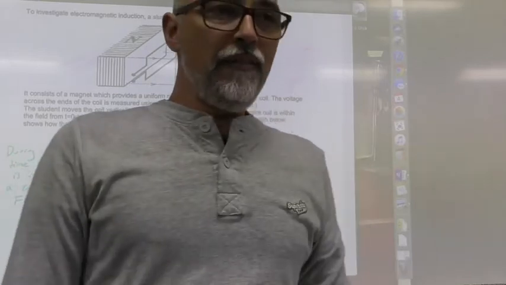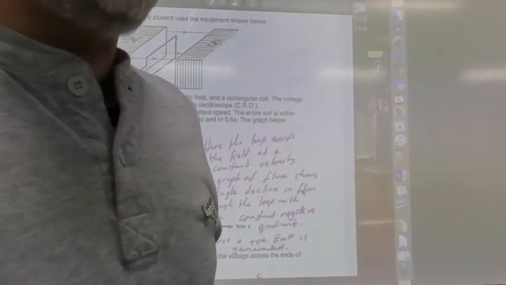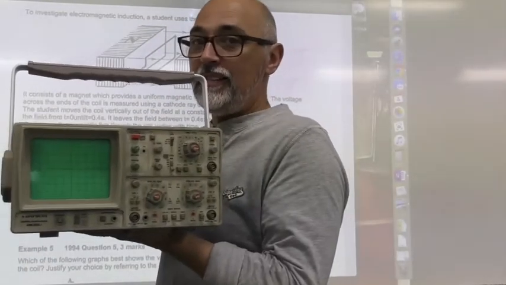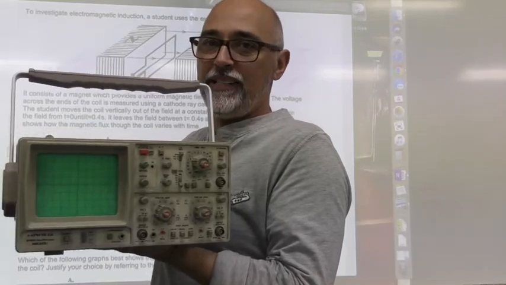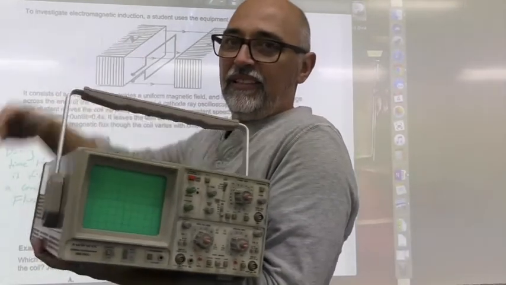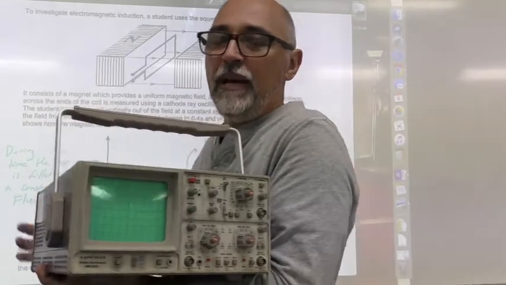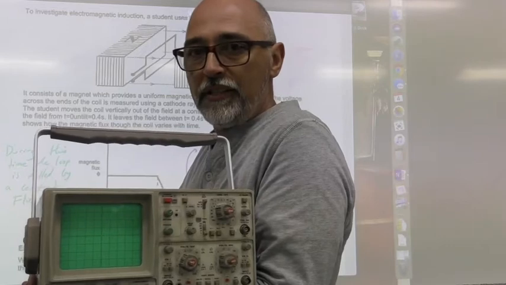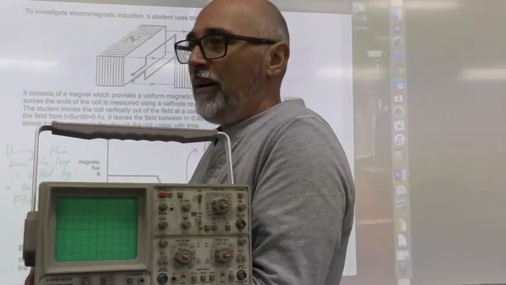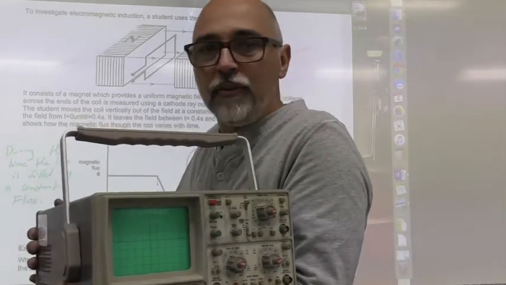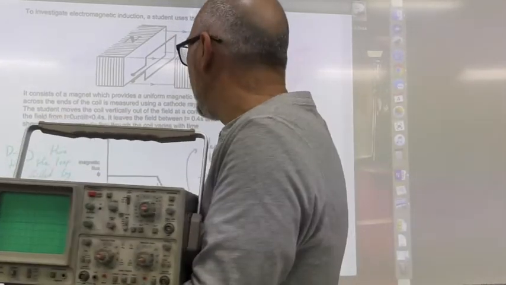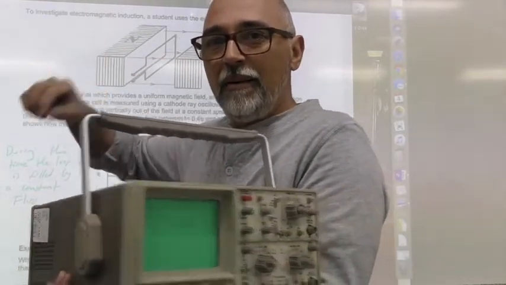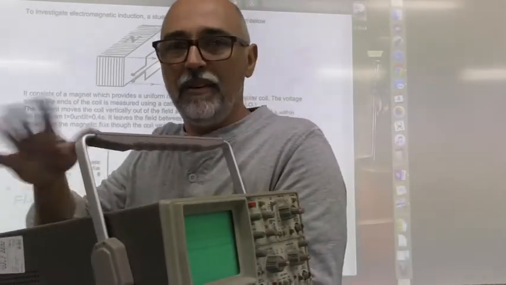If you've never played with one, here's one I prepared earlier. This is a CRO, a cathode ray oscilloscope. There's your screen. Basically it provides a picture of your voltage and how it changes. You can manipulate voltages in so many different ways and make the graphs look all funky and weird. You could actually show an alternating current graph through here, you can show DC or whatever.